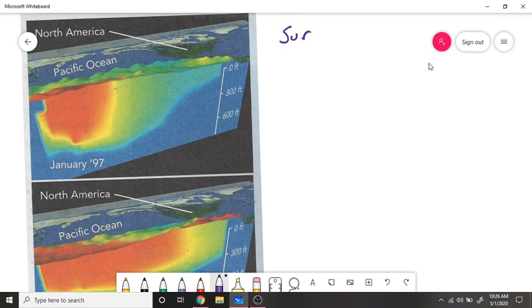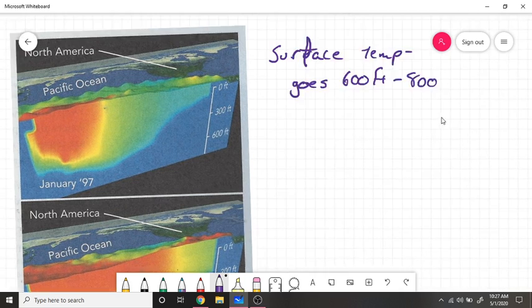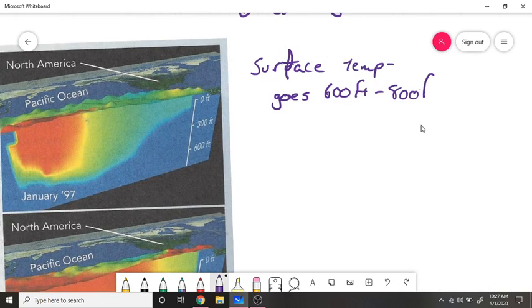So surface temperature. For us, we would consider the surface like how deep we're in it, but for the ocean, surface temperature goes down 600 to 800 feet and is considered surface temperature still. I want to show you this first picture. Just south of what this picture is the equator.